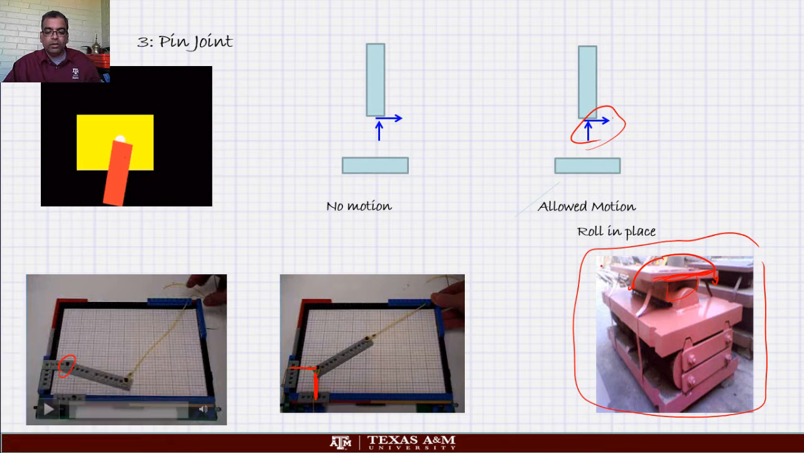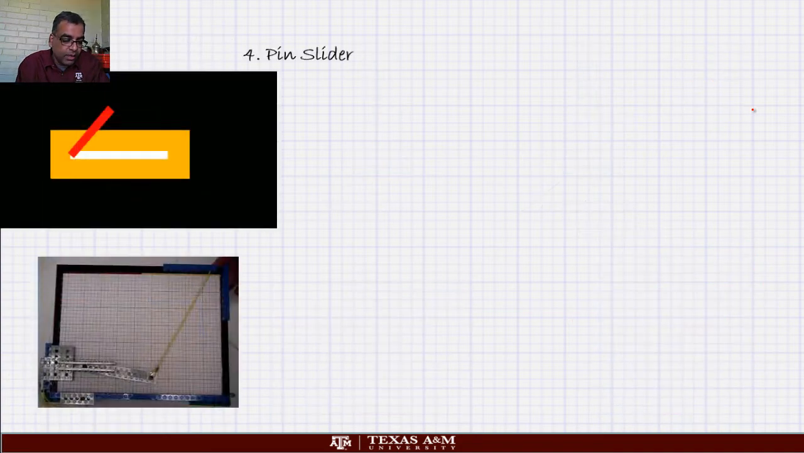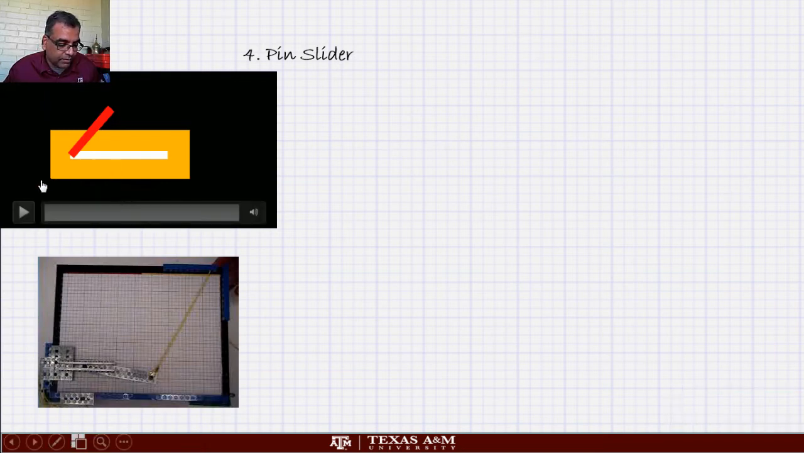So that's what a pin joint looks like. A pin equals fixed minus torque. If you get rid of the torque in the fixed joint, you'll get a pin joint. Okay, very good. Now the next kind of joint we're going to look at is what is called a pin slider. So let's look at a pin slider.